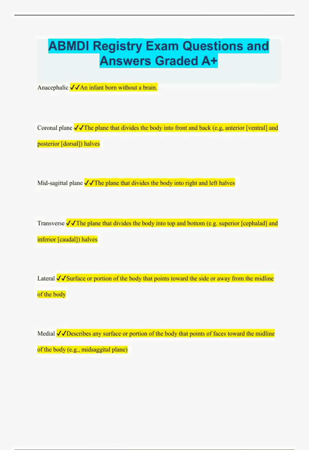Coronal plane: the plane that divides the body into front and back, e.g. anterior (ventral) and posterior (dorsal) halves. Mid-sagittal plane: the plane that divides the body into right and left halves. Transverse: the plane that divides the body into top and bottom, e.g. superior (cephalad) and inferior (caudal) halves.